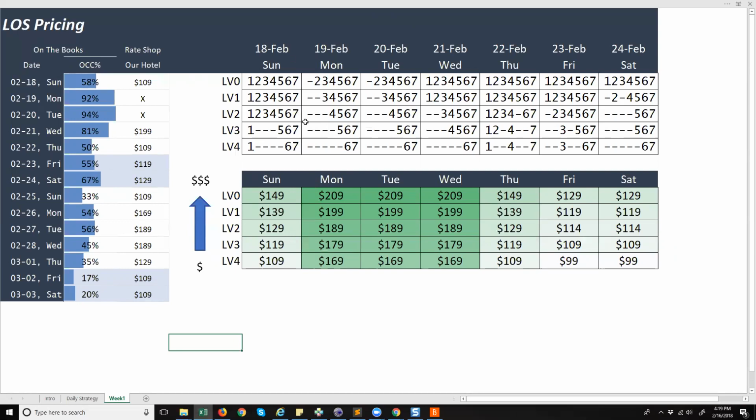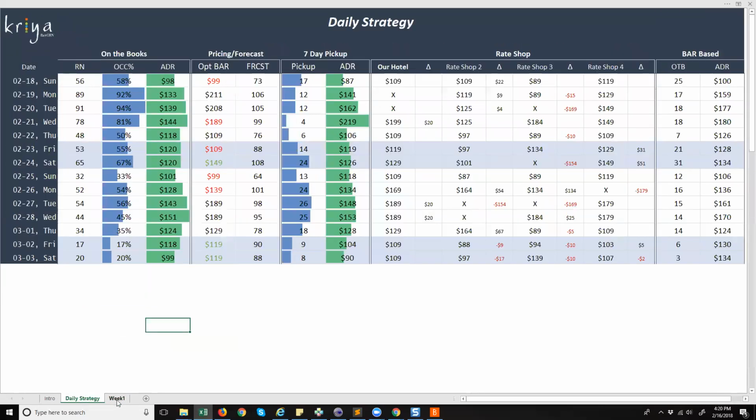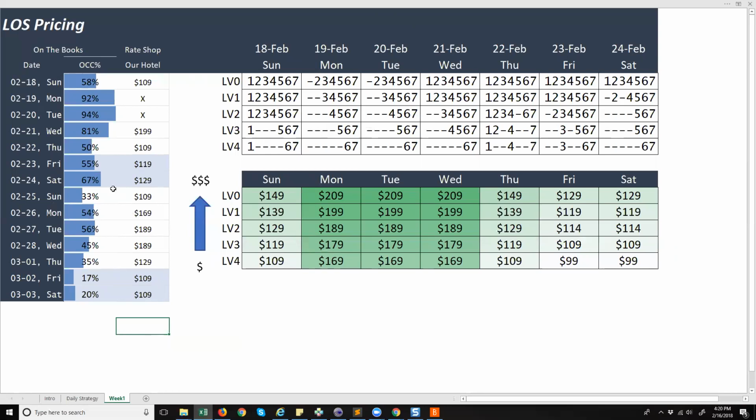So let's start with this top middle module here. I kept the on the books. This is just pulled directly from that hotel's business on the books right here. I'm keeping this on the left just for reference. So, we're going to keep talking about some of these same days over and over again, so I just wanted to pull that back in so you guys could see what I'm talking about.